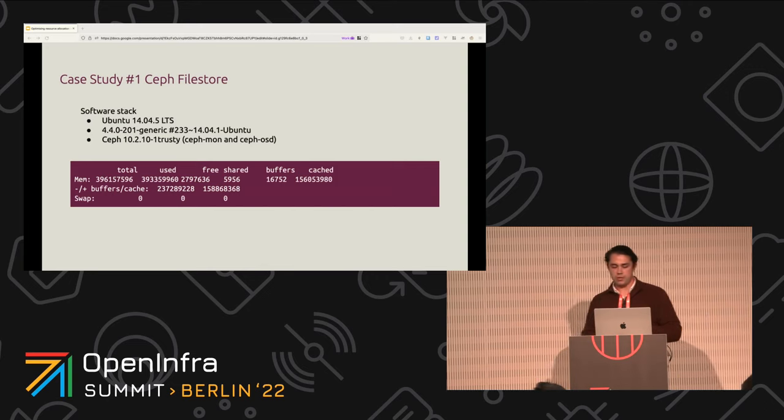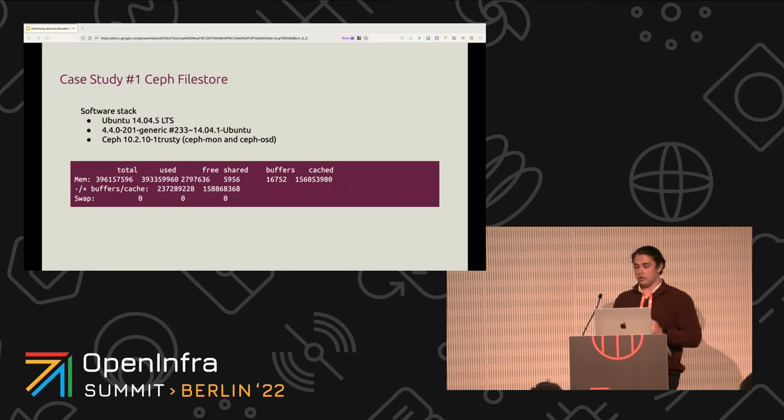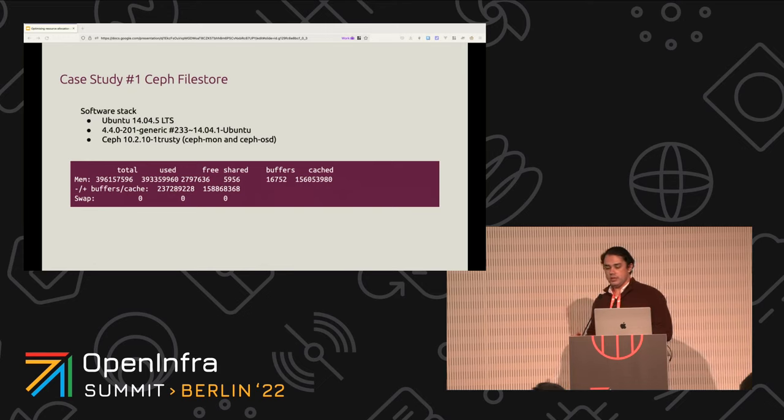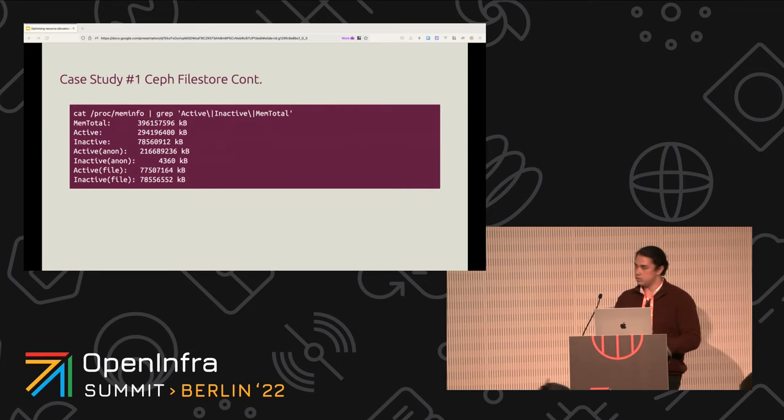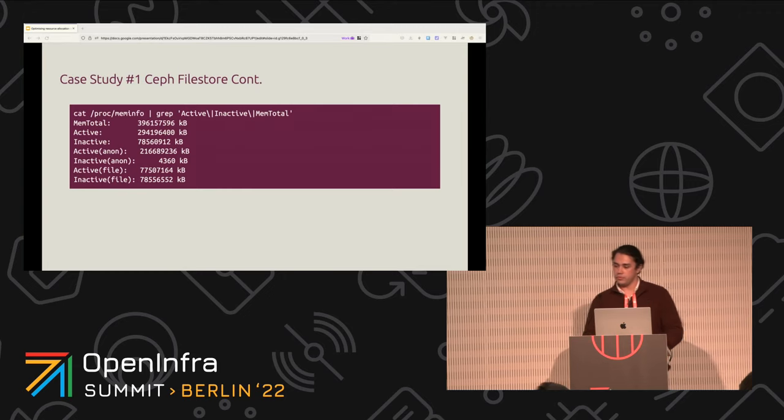So what is the application behavior of Ceph FileStore? Well, the OSDs are implemented on top of a common file system, in this case XFS, and the OSDs make use of the page cache buffer for reads and writes. Dirty pages are flushed frequently to disk, and clean pages fill the page cache, and they might linger if they're never invalidated. This is demonstrated in the output of /proc/meminfo. So what's the problem here?